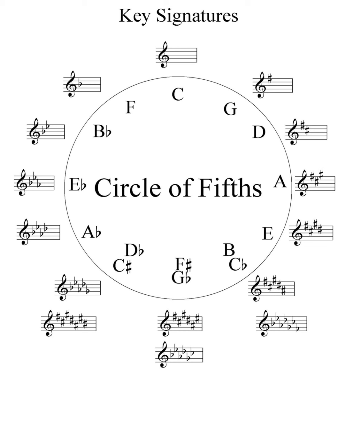Then from G to D is another perfect fifth. And that means that D major has 2 sharps. It continues in this pattern until we get to C sharp, which is our final one. And C sharp major has 7 sharps.